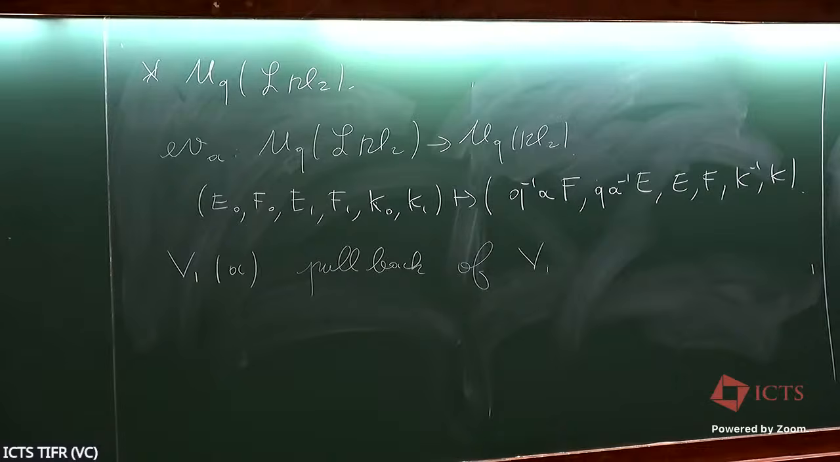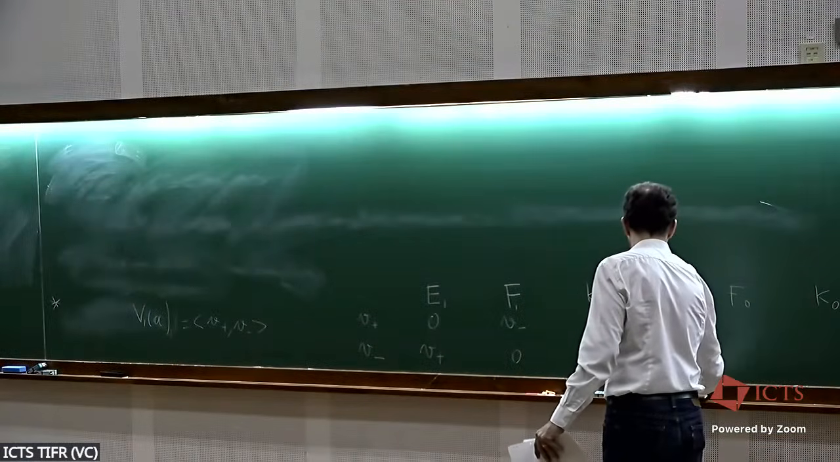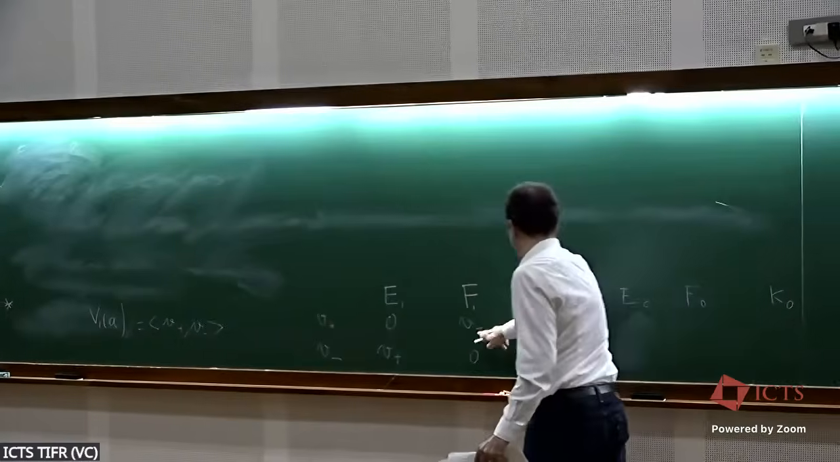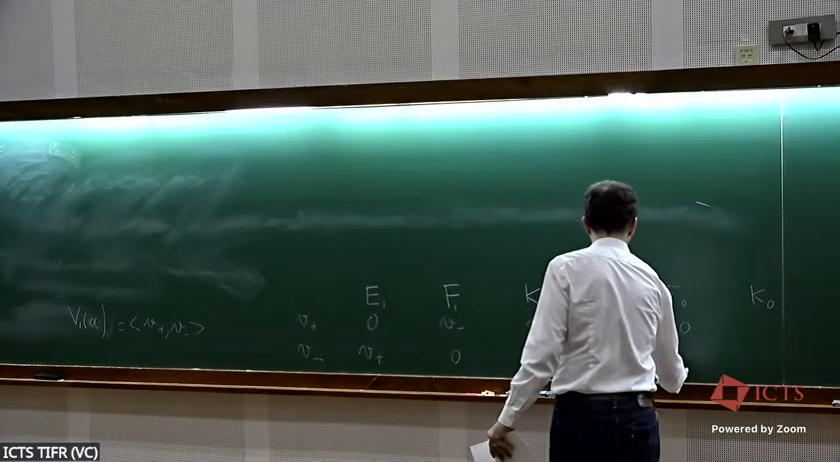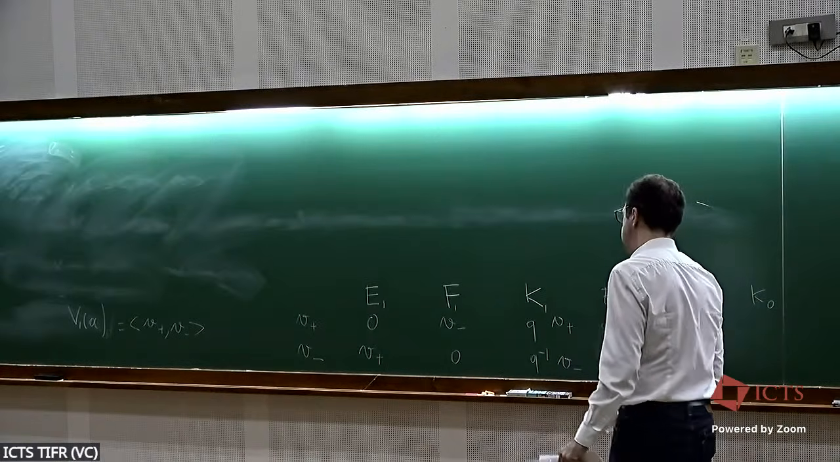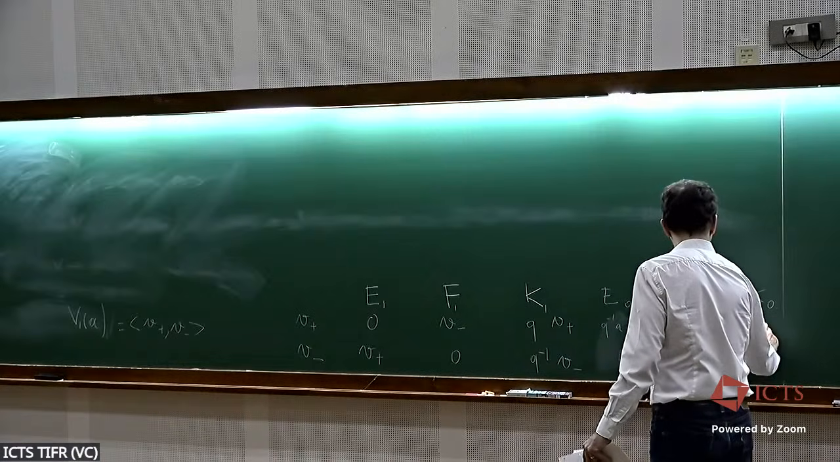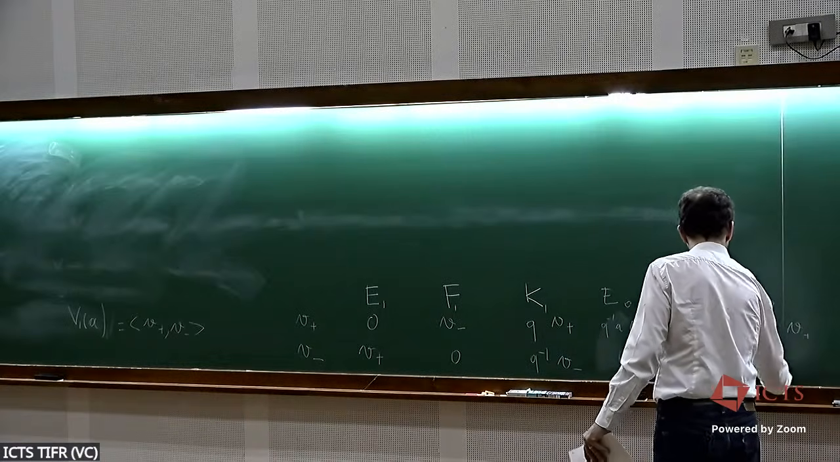Now I look at V1 of A, same basis. So this is the action of A1, F1, K1, but now we have also E0, F0, K0, and here we still have 0. Now it's K minus 1, no, sorry. So it's F, so it's K minus 1A minus 0, 0, K minus 1 A plus Q minus 1 V plus Q.